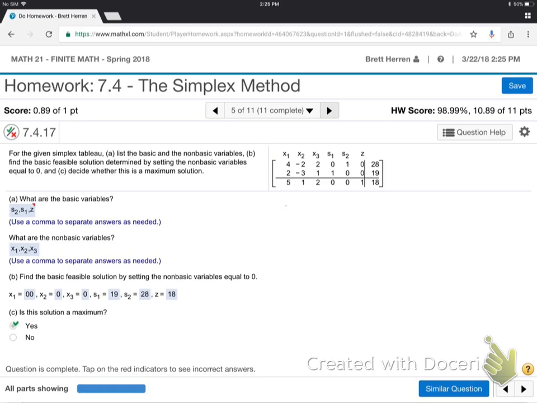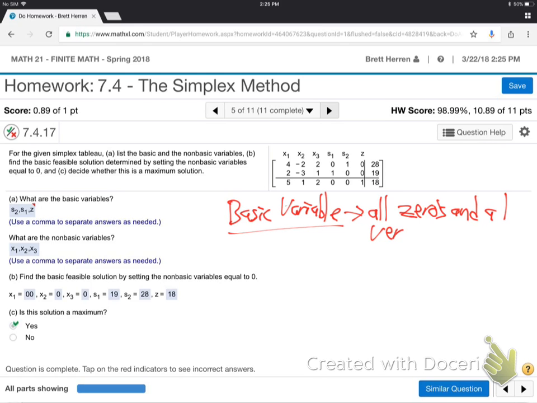Basic variables... a basic variable has all zeros and a 1 vertically, going down. All zeros and a 1 going down. So look with me for a second at that tableau. X1. Go down. Does he have all zeros and a 1? No. Not even close. 4, 2, 5. He's not a basic variable. Who cares? I'll explain in a minute, but let's just first off get used to it.